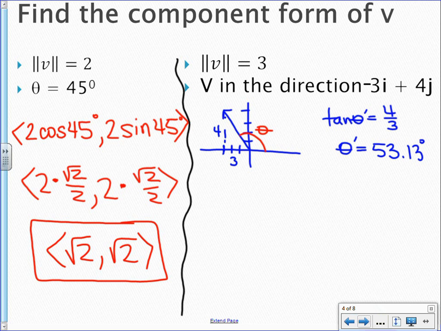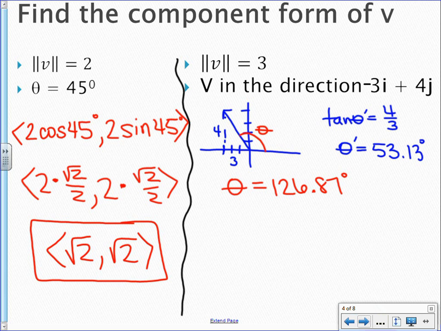All right, so what does that mean about our direction angle? What is the direction angle of negative 3i plus 4j? 126.87. Since we're in the second quadrant, we need an obtuse angle, so we took 180 minus our reference angle. Here is the direction of negative 3i plus 4j.